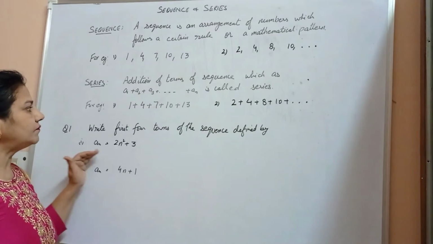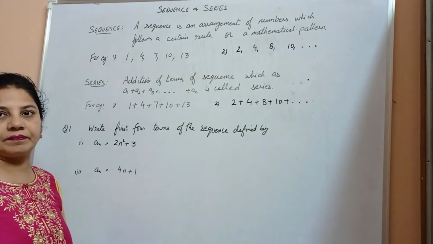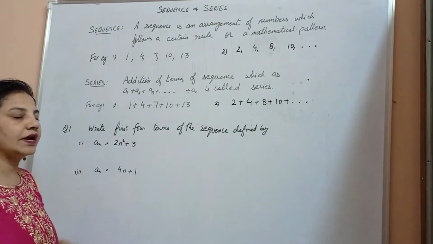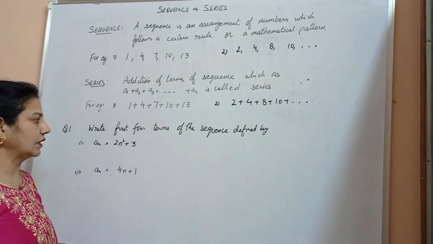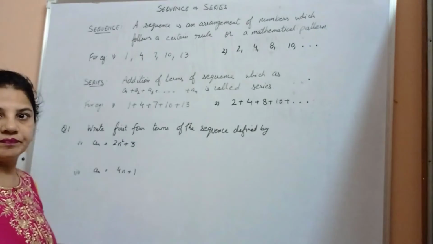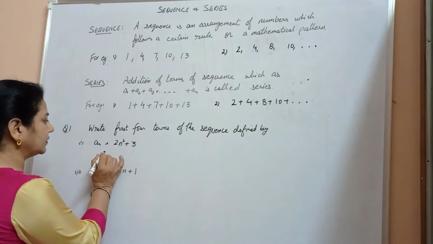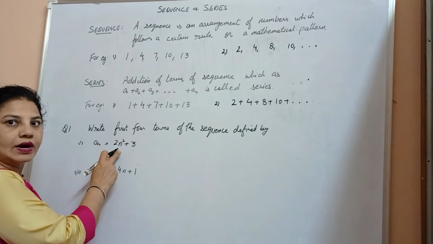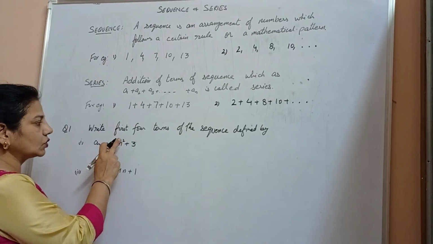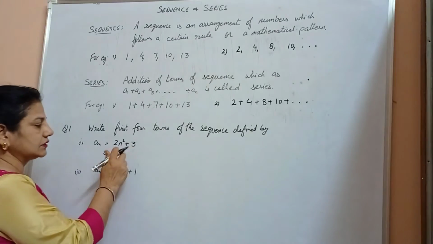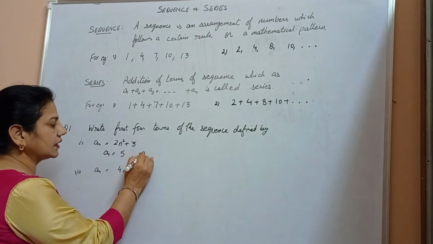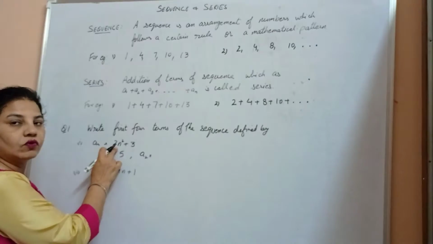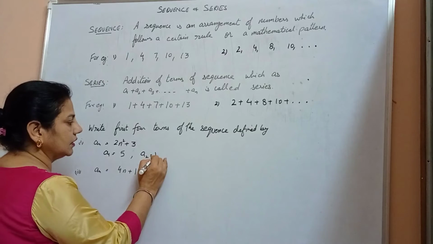Further, write the first 4 terms of the sequence, as the pattern is given. The term is given to you: an is equal to 2n square plus 3. First we find the first term. In an, we substitute 1 to get our first term. 1 square is 1, 1 into 2, 2 plus 3 is 5. Second term, 2 square is 4, 4 into 2, 8, 8 plus 3, 11.